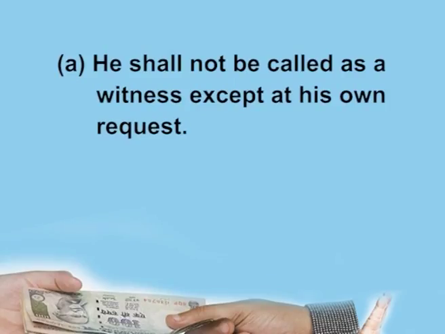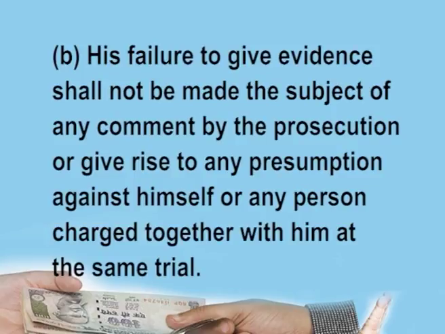Any person charged with an offence punishable under this Act shall be a competent witness for the defence and may give evidence on oath in disproof of the charges made against him or any person charged together with him at the same trial, provided that A. He shall not be called as a witness except at his own request. B. His failure to give evidence shall not be made the subject of any comment by the prosecution or give rise to any presumption against himself or any person charged together with him at the same trial.